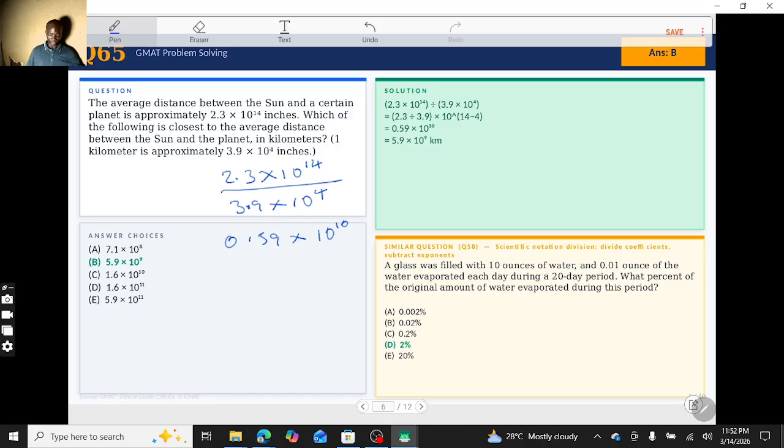Now, if we move this to take care of this 5.9, then we reduce this to 10 raised to the power 9. This is 10 raised to the power 10, so we move this a little. Instead of 0.59, I have 5.9, then reduce this.